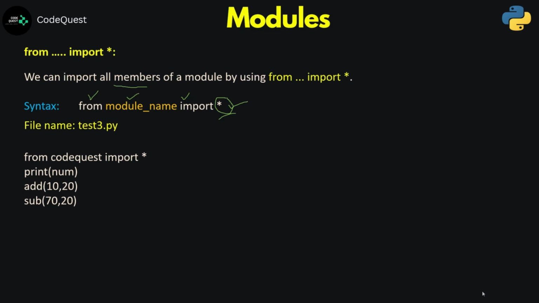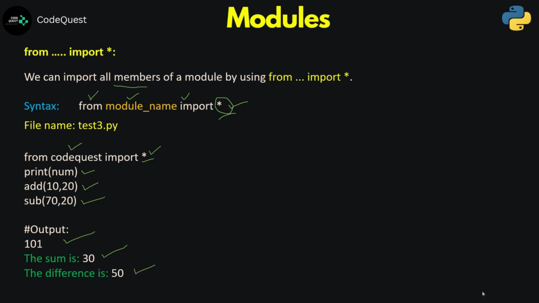So let's say here again we are taking the same module that we have prepared earlier, codequest. We are writing import asterisk. So now this asterisk indicates that we have taken all the three members which are present in this codequest. Now you can see I am trying to print the value of num, I am calling the add function with two values, and I am calling the sub function with two values. So as a result, I'll be getting the same output: 101, the sum is 30, the difference is 50.